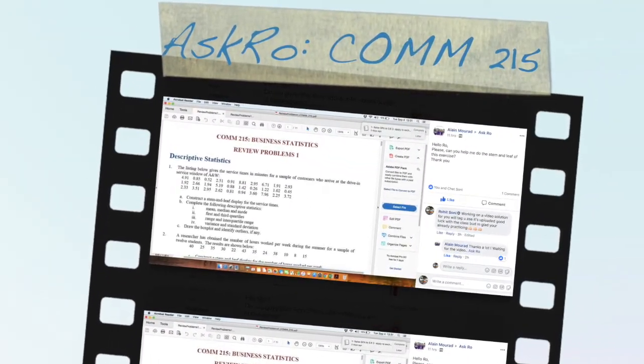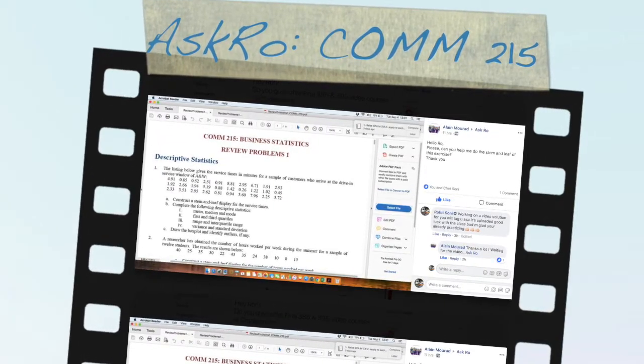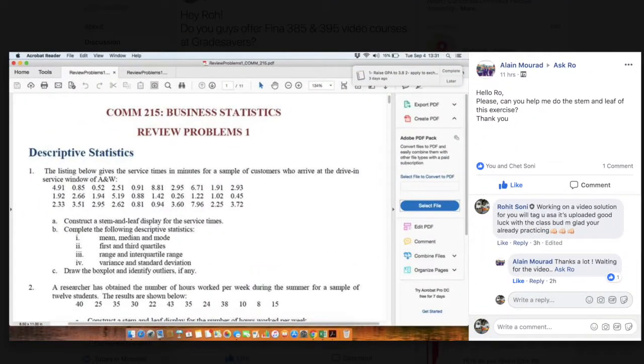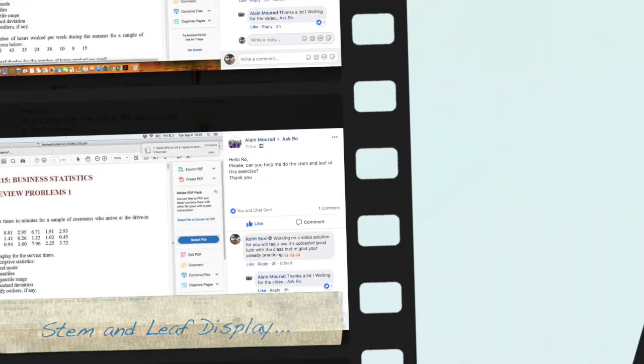So here I was asked a question for COMM 215, Introduction to Business Statistics. Let's have a look. The listing below gives the service times in minutes for a sample of customers who arrive at the drive-in service window of A&W. So we're offered a sample of 30 or so observations. And in required A, we're asked to construct a stem and leaf display for the service times.